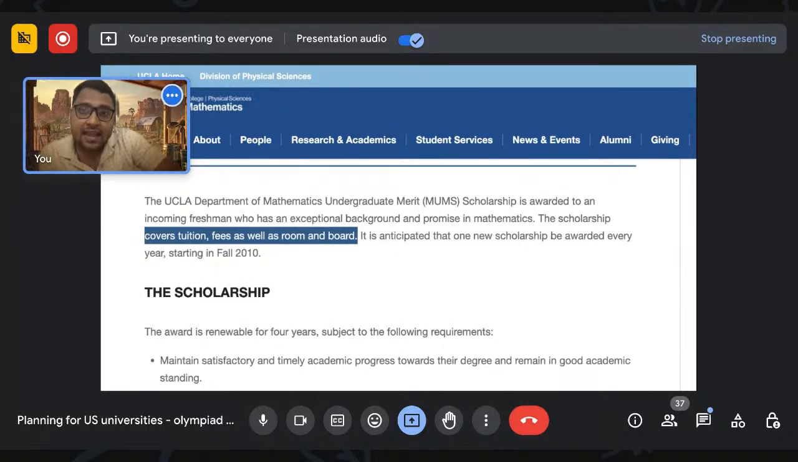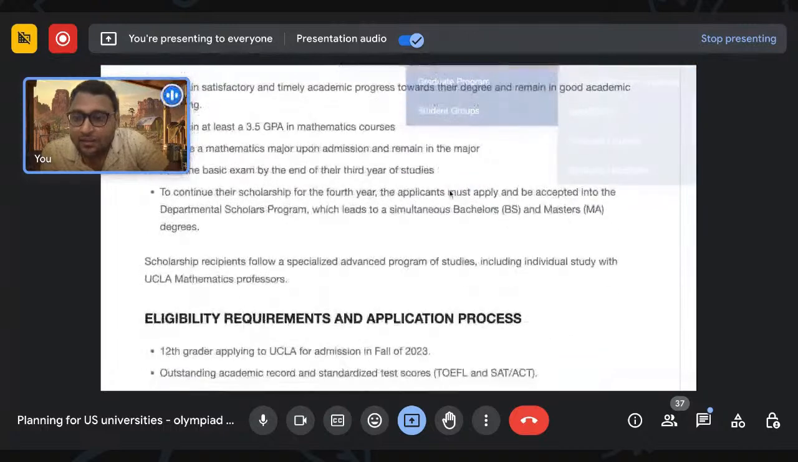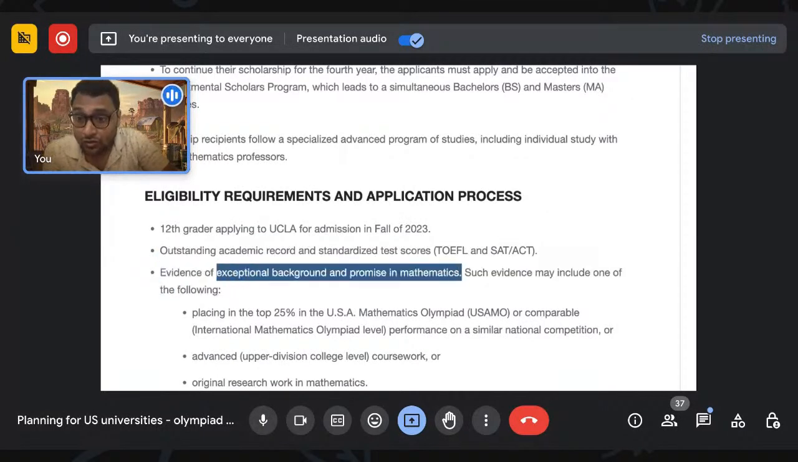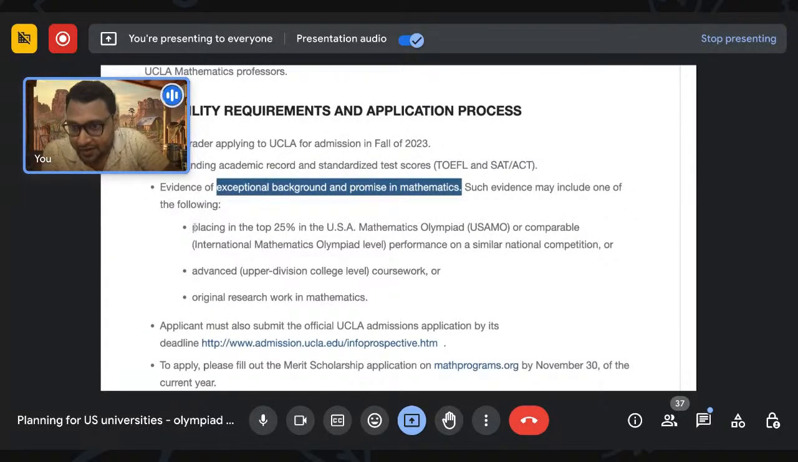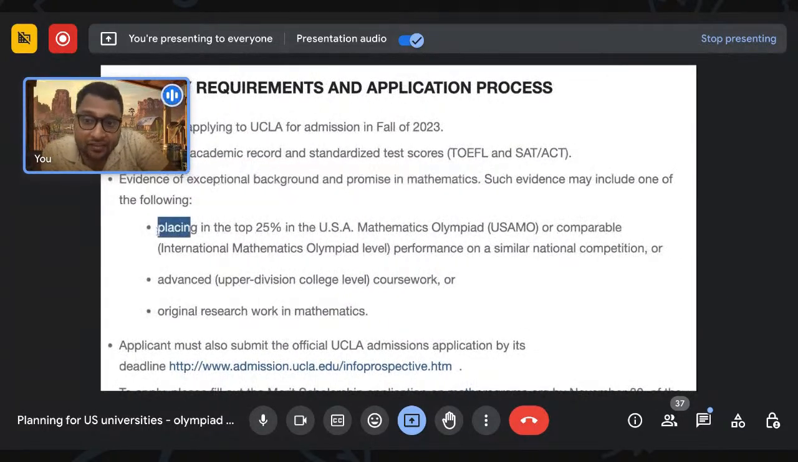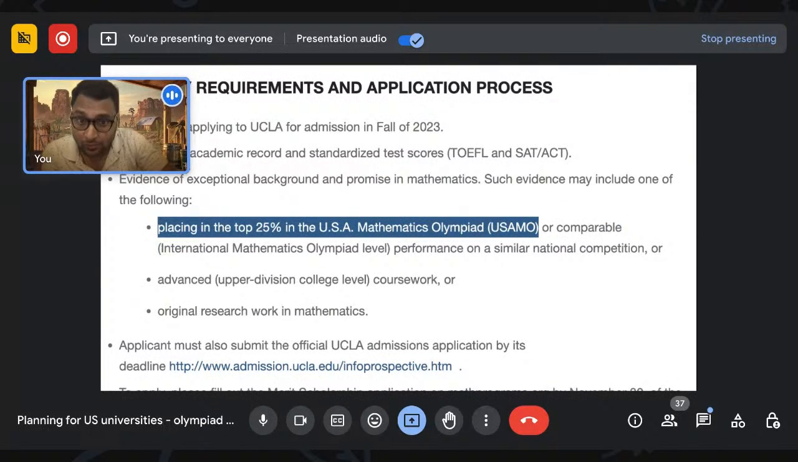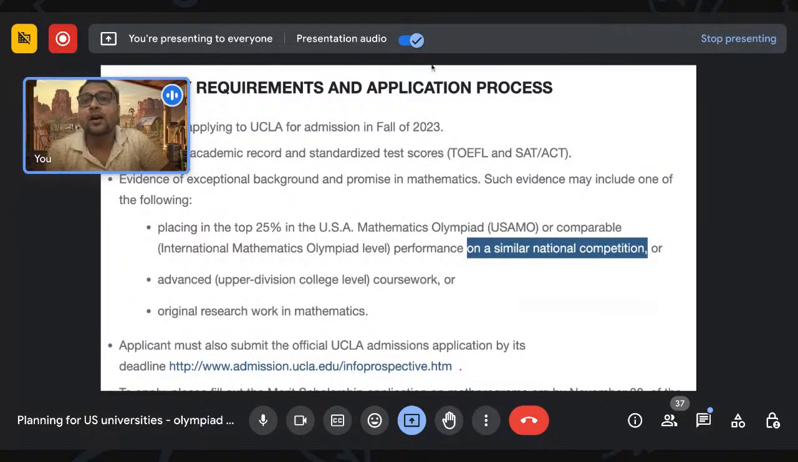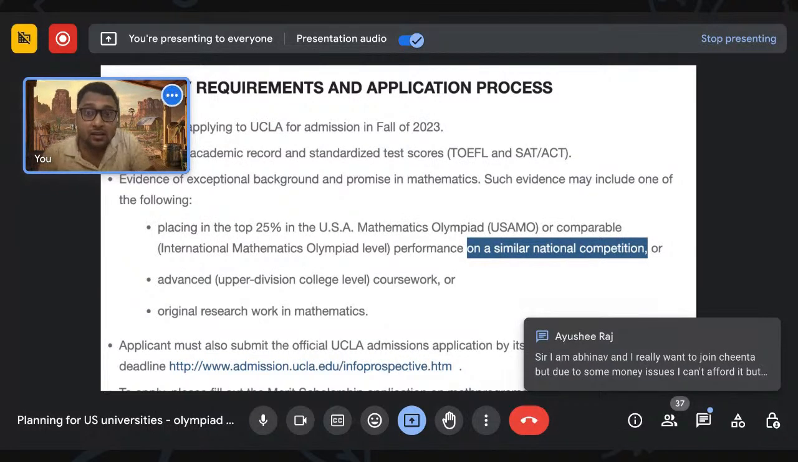It's a free ticket. And how do you go for that? Well, you show that you have outstanding academic records, evidence of exceptional background and promise in mathematics. How can you show it? Well, here it is. Placing in the top 25% of the USMO, the USA Mathematics Olympiad. But if you are not eligible for that, on a similar national competition. So if you are applying from India, INMO, Indian National Math Olympiad, will be a similar thing.